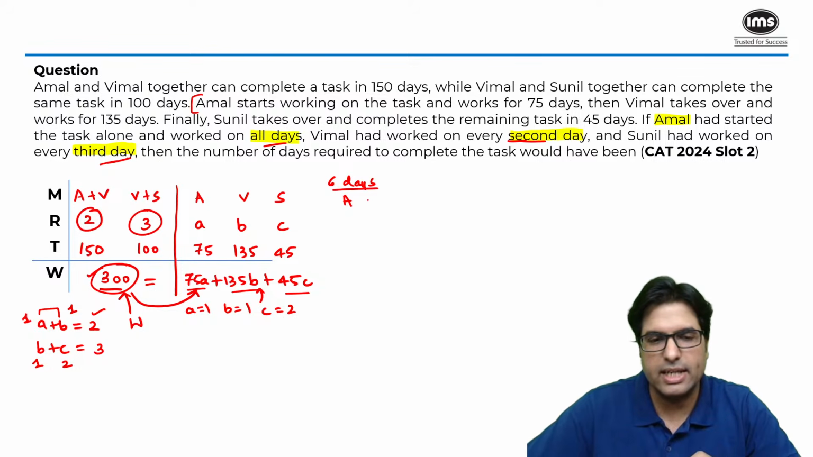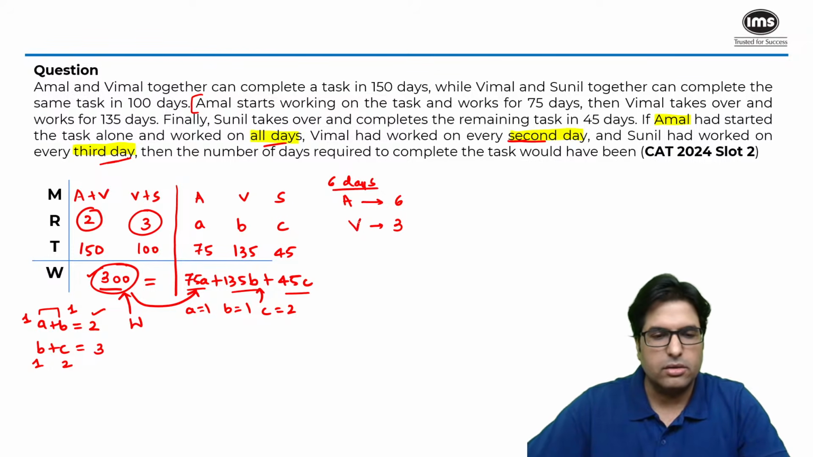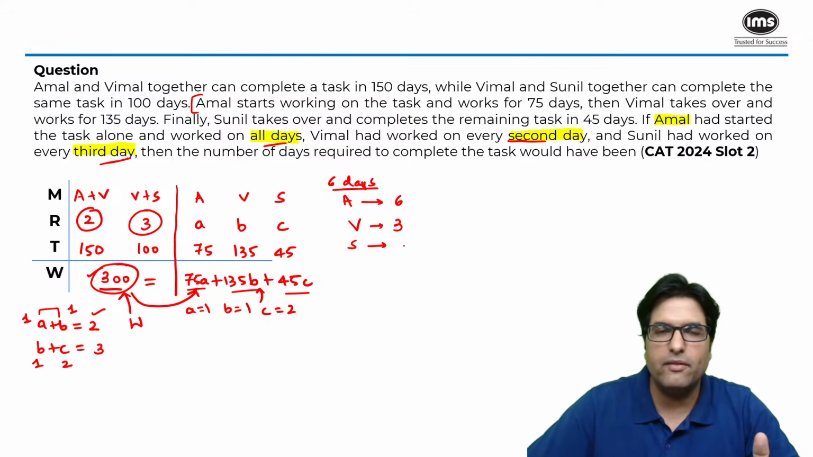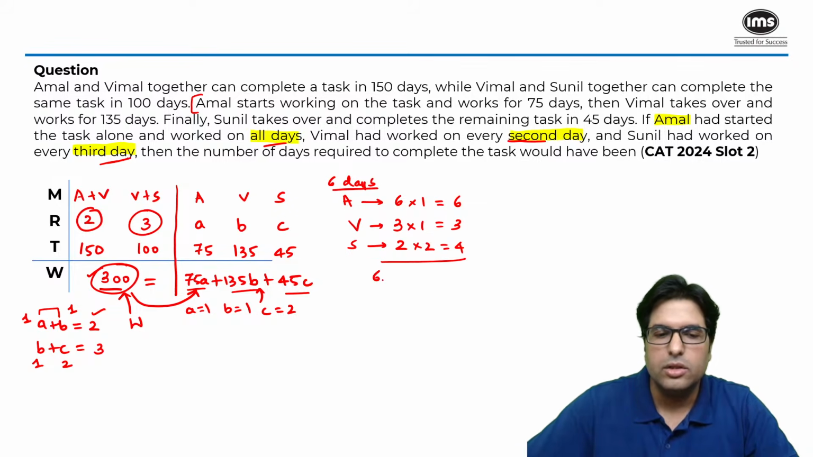So in 6 days, can I say A works for all 6 days? What about B? B will work on second day, fourth day, sixth day, every second day. So B will work for 3 days. And what about this person C? So instead of C, let's actually write the names of these people as A, V and S so that there is no confusion. Sunil will be working on third day and sixth day. So Sunil will be working for 2 days. So these are the days in which they will work. The rates of these people are 1 unit, and for Sunil it is 2 units. So in 6 days, you will have 6 and 3, 9 and 4, 13 units of work being done. So in 6 days, 13 units of work is done.